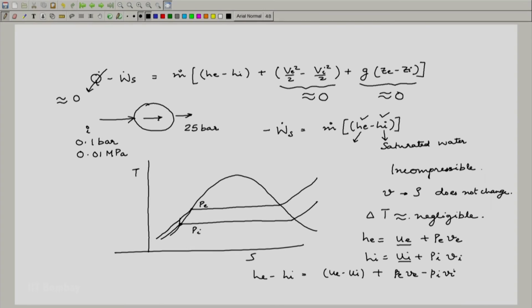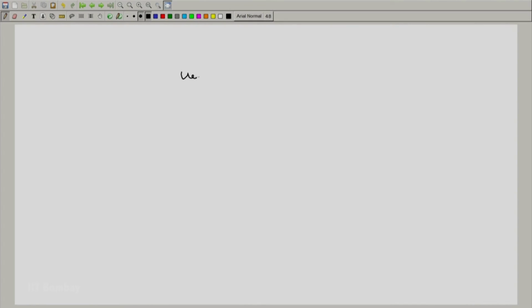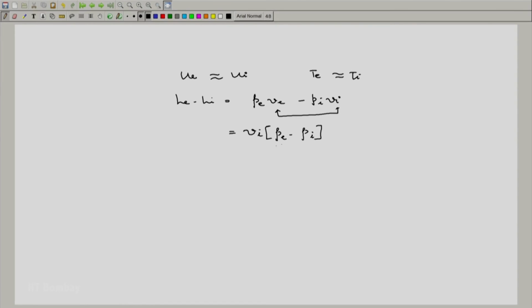And what we have is that UE is equal to UI because TE is equal to TI by our assumption, and HE minus HI will be just PE VE minus PI VI, and now even these two by our assumption they should be the same because the fluid is incompressible, and we will just take it as VI times PE minus PI. And this is one of the most common methods to get work transfer in a pump.